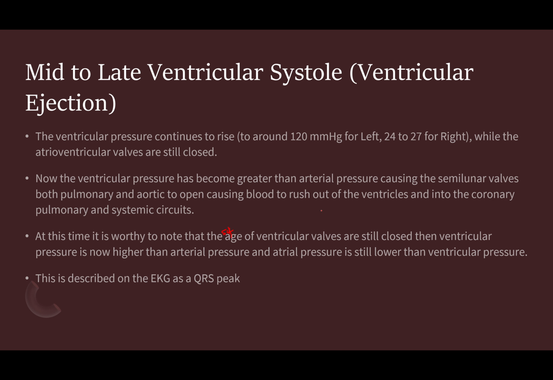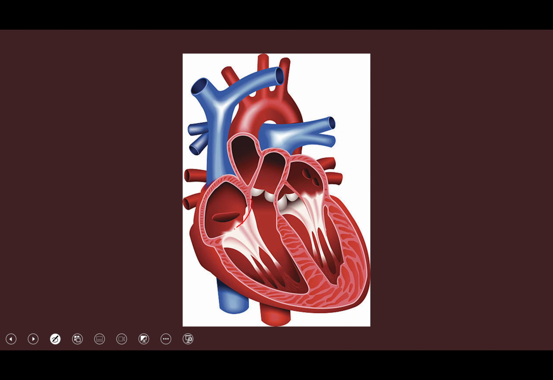Then know that at this stage the atrioventricular valves are still closed when ventricular pressure is now higher than atrial pressure, to prevent the backflow, right? So what's happening here now? These valves are closed, yes? These valves are closed. While blood has reached all the way up here, the pressure in the aorta is around 80 millimeters of mercury.